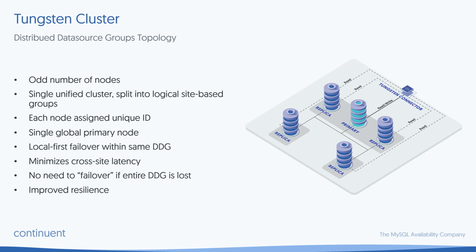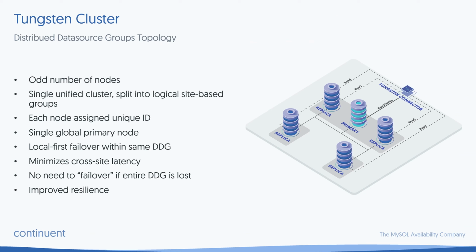So what is a DDG topology? Distributed Datasource Groups, or DDG for short, was introduced in Tungsten Clustering version 7.1. From an installation viewpoint, this looks and acts just like a single standalone cluster with the same rules of an odd number of nodes being required to maintain quorum. What this configuration does is to allow you to partition a single cluster into subgroups based on node location or data center, while still preserving a unified view of the cluster.